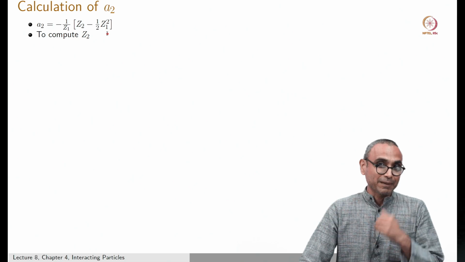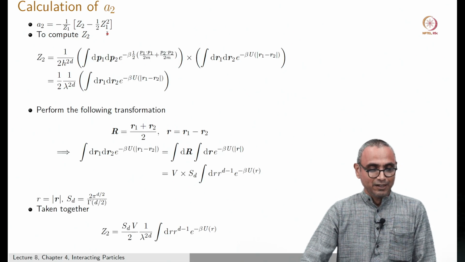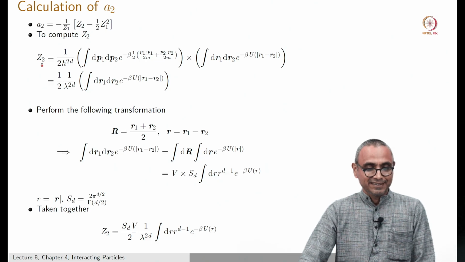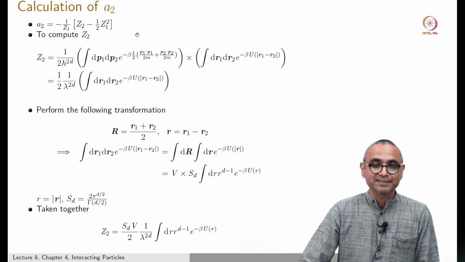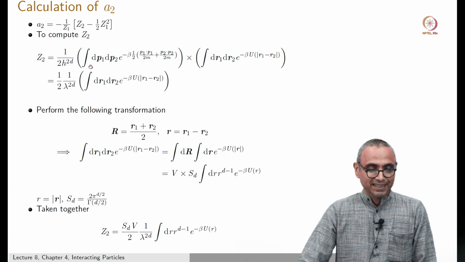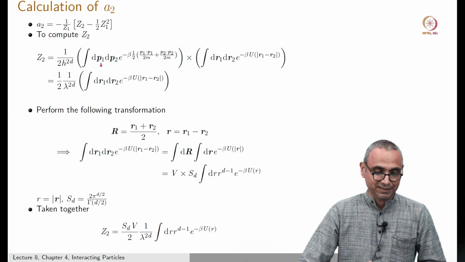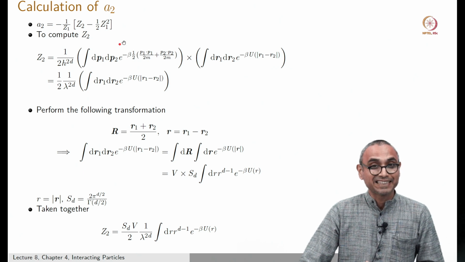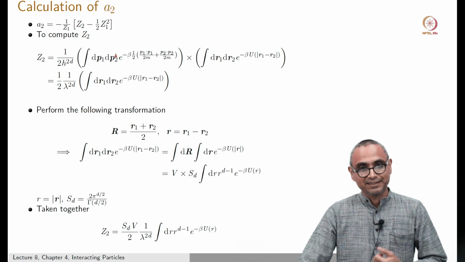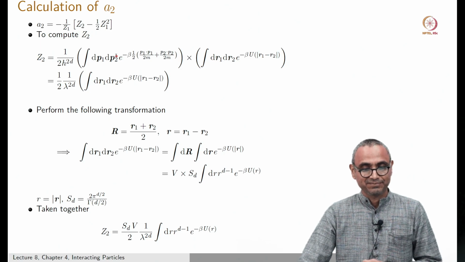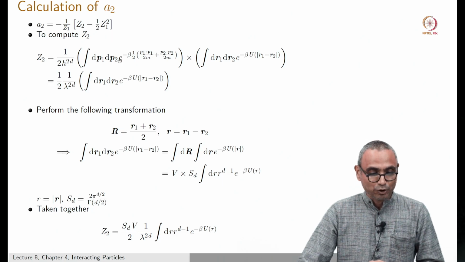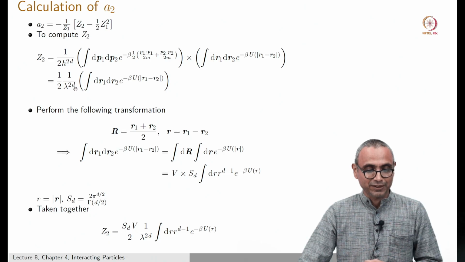So let's calculate A2. A2 is of course this quantity, minus 1 by Z1, Z2 minus 1/2 Z1 squared. So let's start by computing Z2. Let me walk you through this calculation. Z2 is the partition function of two particles, which has two pieces. The first piece is an integral over the d-dimensional momenta of the particles, and you end up getting the standard ideal gas like calculation, so that's very easy to calculate. I have calculated that, and that just turns out to be 1 by lambda to the 2d.